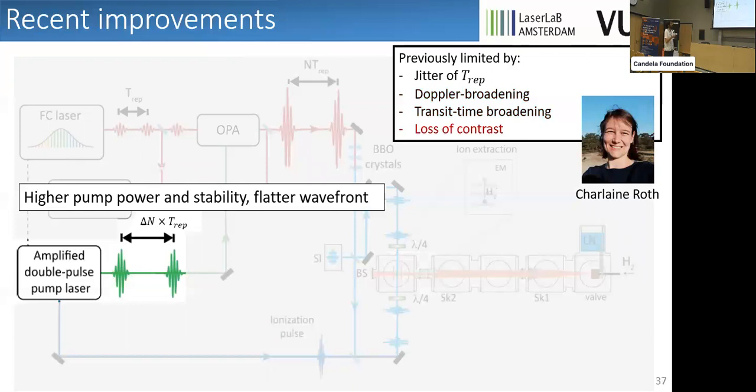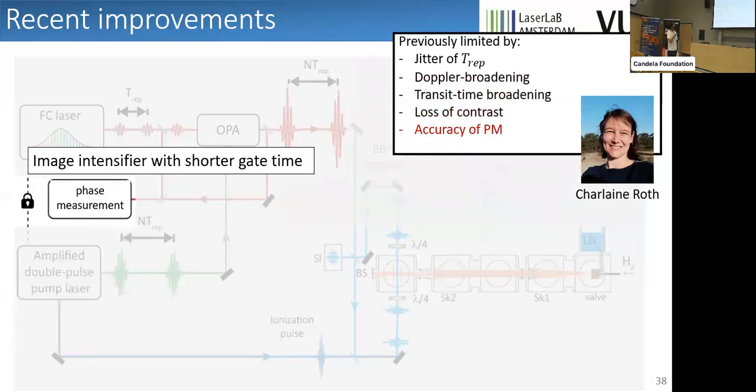One more thing that Charlene worked very hard on was to increase the stability of the pump pulses, because that directly translates into stability of the amplified frequency comb pulses. And finally, the phase measurement was upgraded with an image intensifier that has a 4 nanosecond gate time, so we can cut out the background much better.